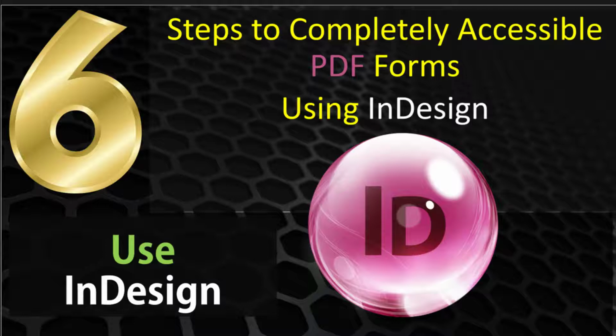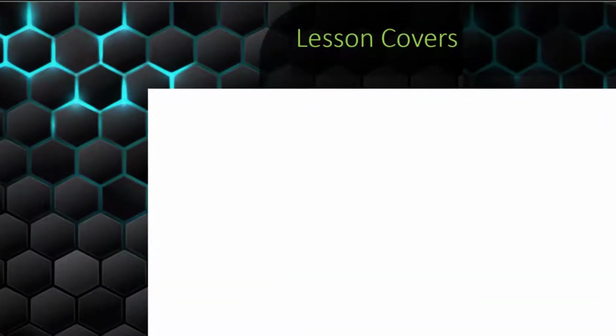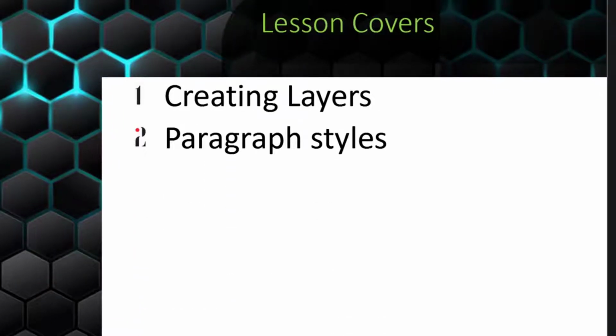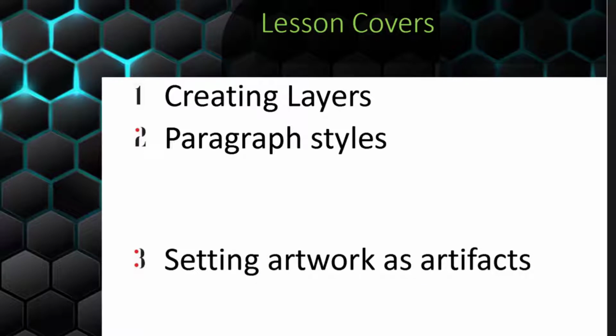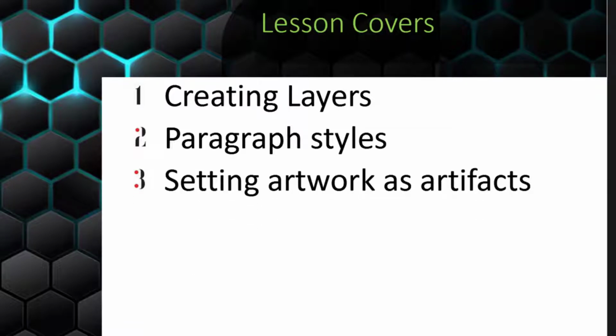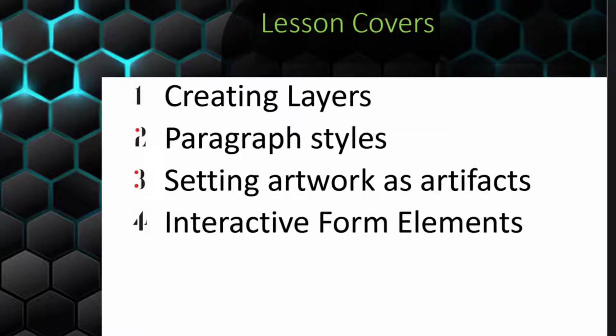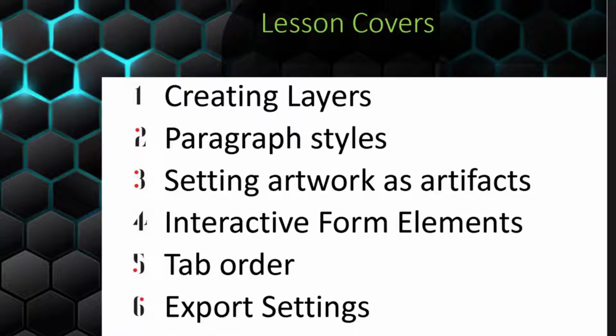Today's lesson is going to be on the 6 steps to completely build accessible PDF forms using InDesign. We will be covering how to create layers, how to deal with paragraph styles, setting up your artwork as artifacts, using interactive form elements, setting the tab order, and finally the export settings.